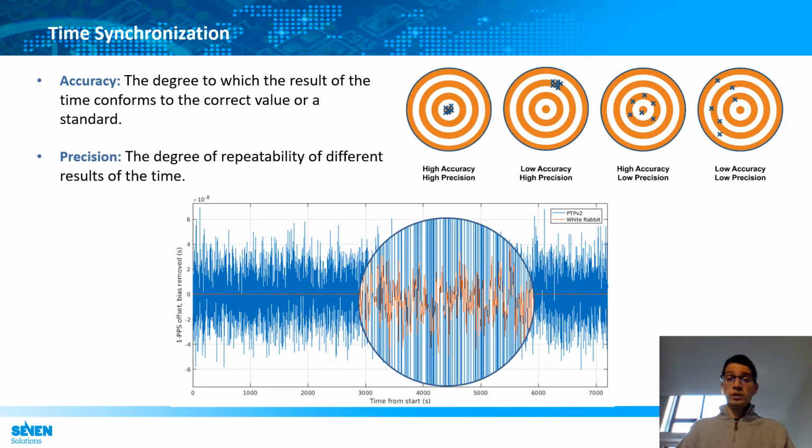For example, if we check the graph here with a PTP and White Rabbit comparison, we can see that both of them are accurate. Why? Because the comparison between the clock or the time in both devices is close to zero or centered in zero. But we can see that White Rabbit is much more precise because every time that we check the time error, the dispersion between those measurements is lower than the ones in PTP.